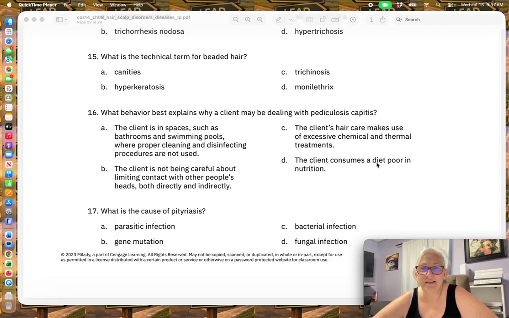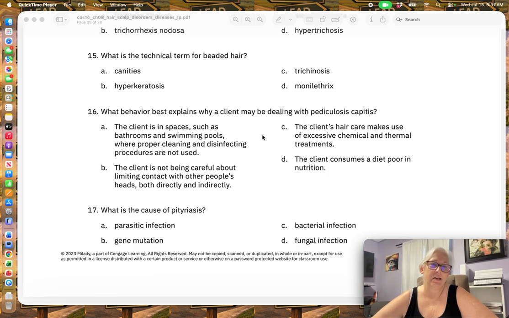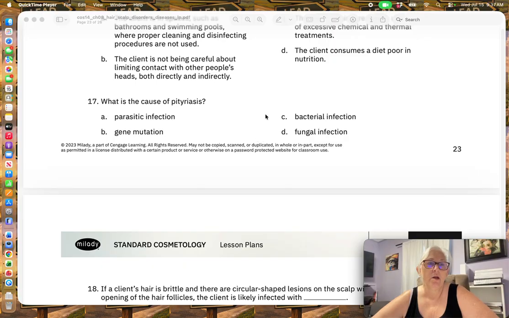None of the others make sense. Poor diet doesn't have anything to do with it. Chemicals, nothing. Swimming in pools, nothing. But coming into contact with people's heads, directly or indirectly, is where you're going to get pediculosis capitis from. So that is the answer. Let me just double check. 16 is B.